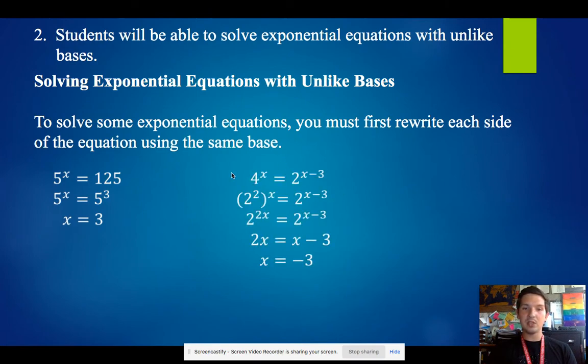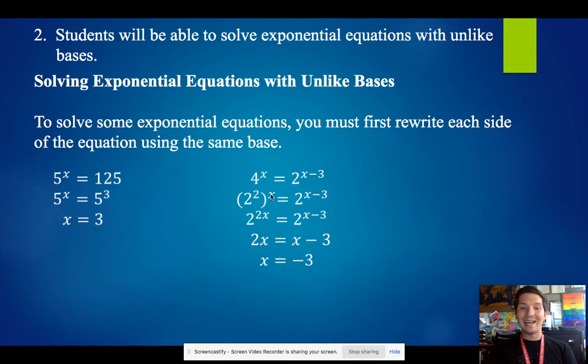The same idea might look like something like this, where it has 4 to the x equals 2 to the x minus 3. Well, we can break down 4, but we can't break down 2. We can break down 4, so now it's 2 to the second. We're going to put that in parentheses. And then what you're going to do with your exponents after that is multiply them.